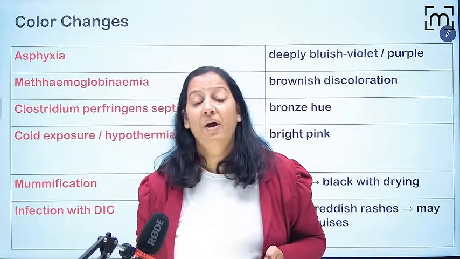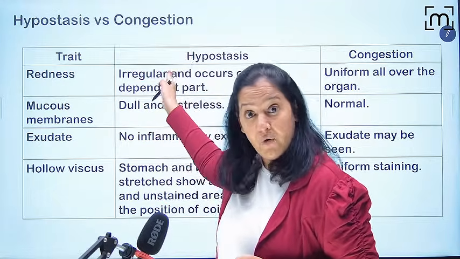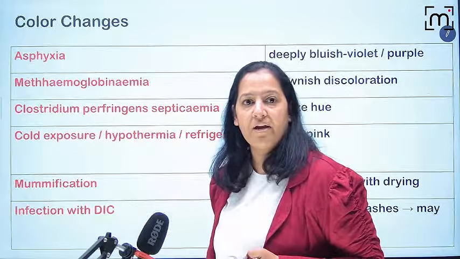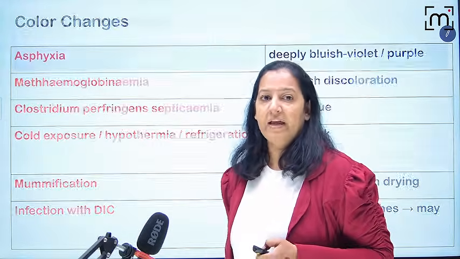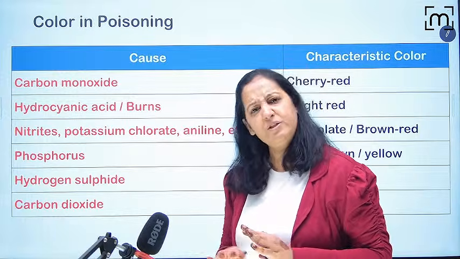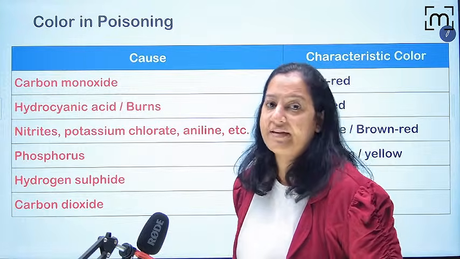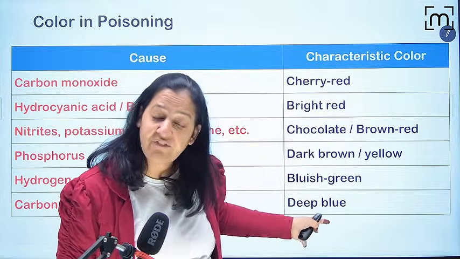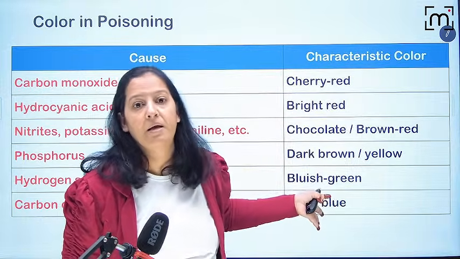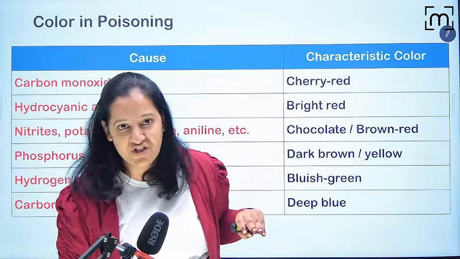Got it? You have to differentiate lividity from congestion. Congestion before death versus lividity. So this table you can read by yourself. The last thing in lividity: color changes. Color changes occur in various poisonings. I will teach you various types of poisons in the end of forensic medicine. So in various types of poison, the color of the lividity is different from purple, blue and red. I told you till now bluish, purplish, reddish lividity, right?